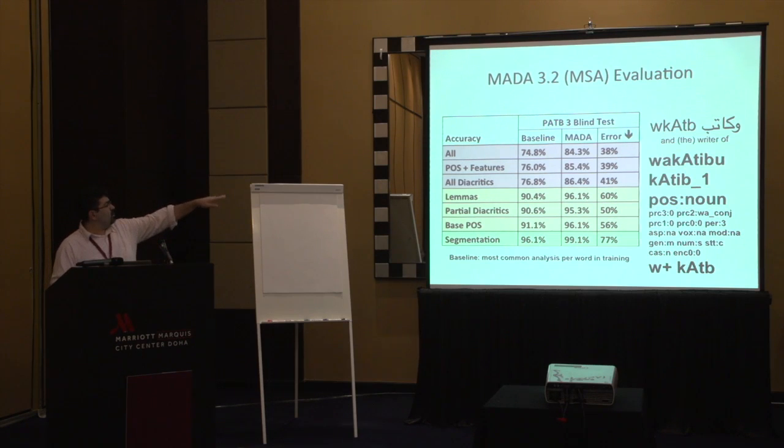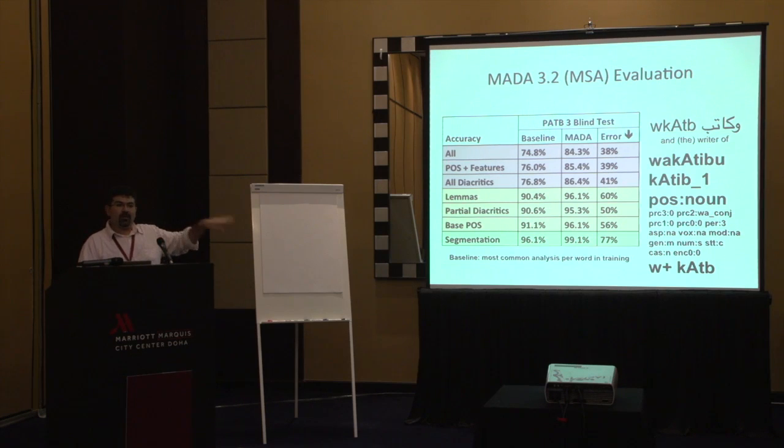And overall, the rows are different metrics, which is something you have to be aware of. How do you evaluate? The one at the top is the harshest metric that says you have to get everything perfectly. Let's say the input is the one that appears on the right, wakatib. I want you to get all of these different dimensions perfectly correct. The POS and features metric says I only care about the basic part of speech tag and the features. Or I only want the diacritics to be perfect, or the diacritics without the last diacritic, which is the case marker. Or just the segmentation.